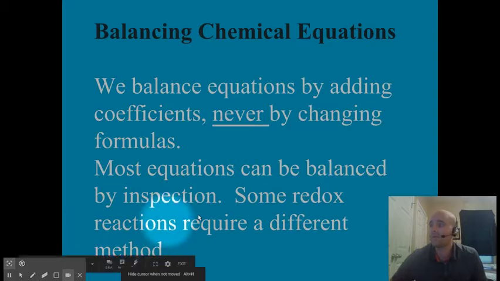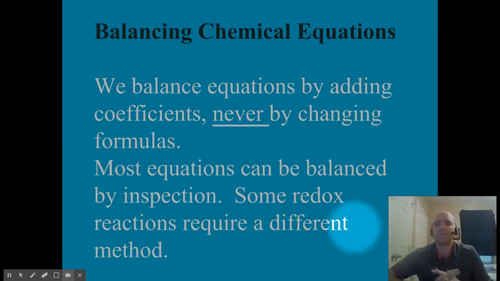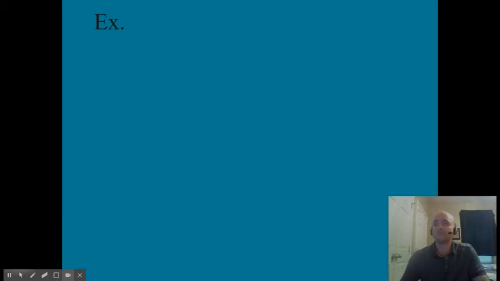This part down here I'll point out says some redox reactions require a different method. That's for another video, and that's a whole other animal. So let's do 3 examples of balancing equations.